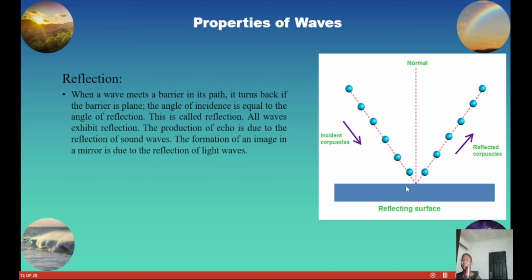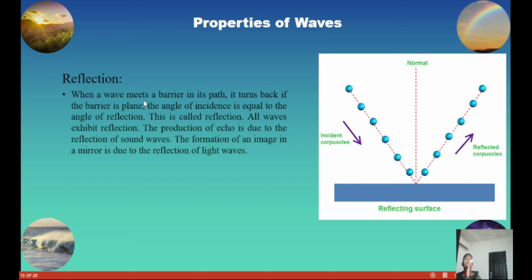The same thing. So automatically the I here, which is the angle of incidence, is equal to R, which is the angle of reflection. So when a wave meets a barrier in its path, this is the barrier they are talking about, it turns back. Ideally this wave was supposed to be moving in a straight line. If not for this barrier, it would have continued its journey, but because of this barrier, it had to go back, and that was the reflection.